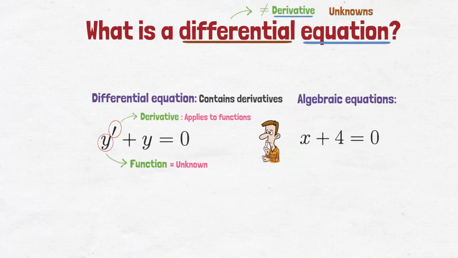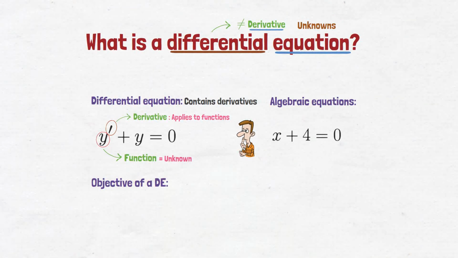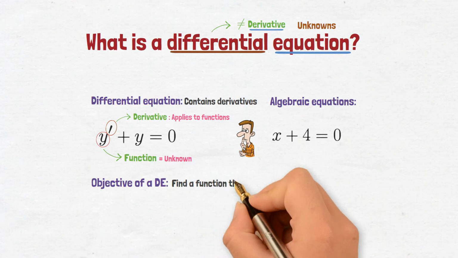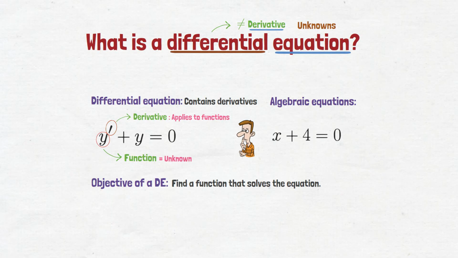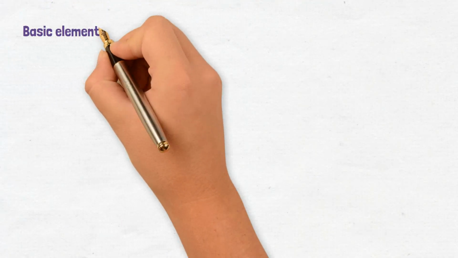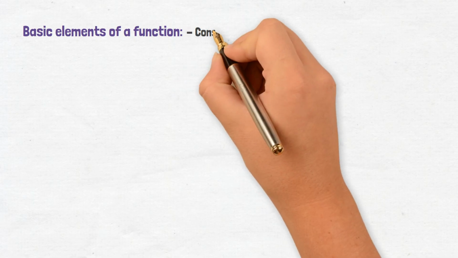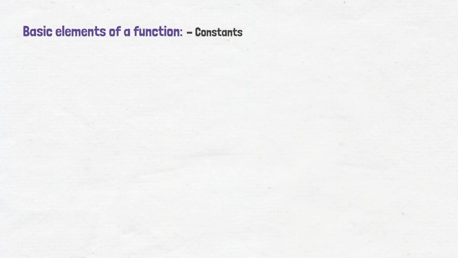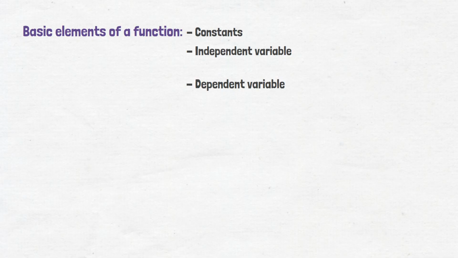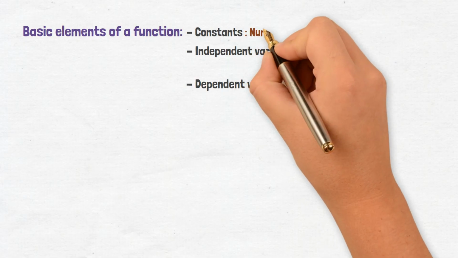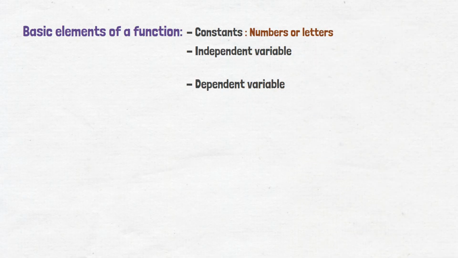In other words, the unknown or the objective of a differential equation is to find a function that solves the equation. Now, if we are going to talk about functions, then we must recall the basic elements of a function, since by the mere fact that one exists, there will necessarily be constants and two types of variables: the independent variable and the dependent variable of the function, elements that will also be present in a differential equation. The constants are numbers or letters, which we will soon learn how to identify and differentiate from the variables.